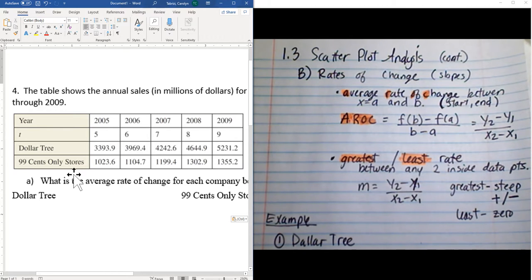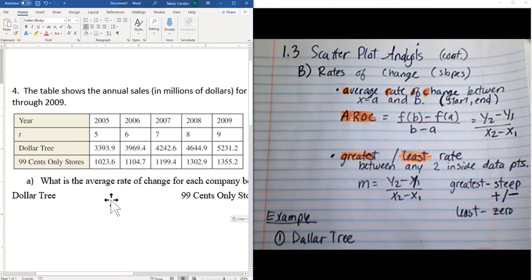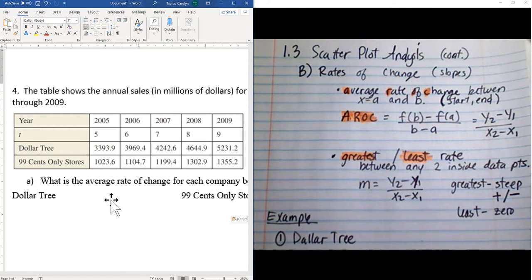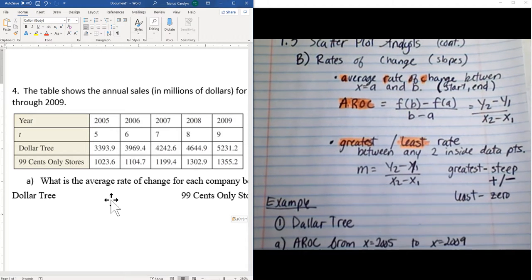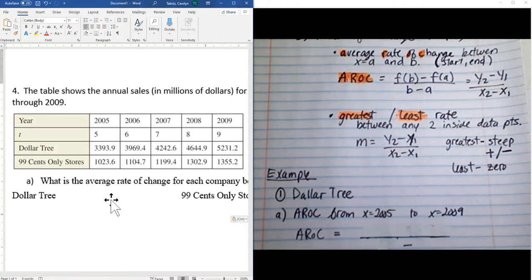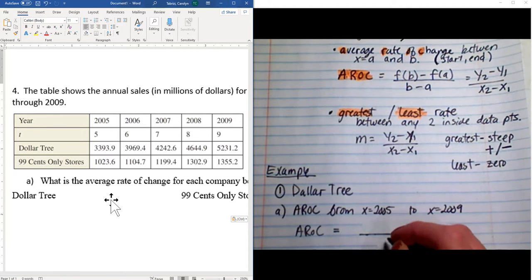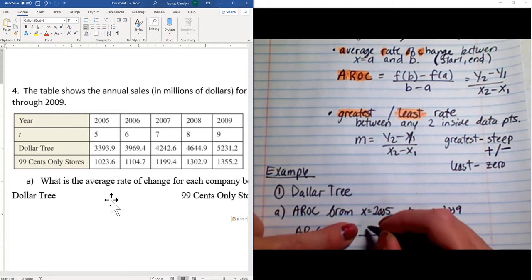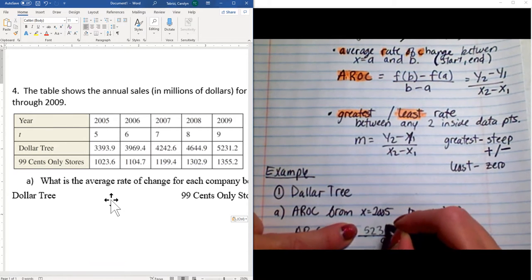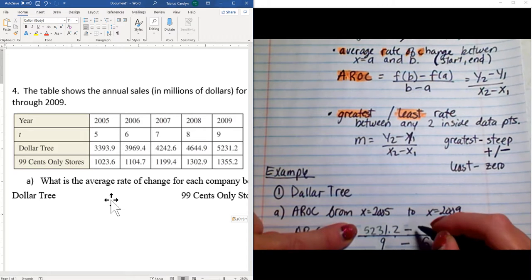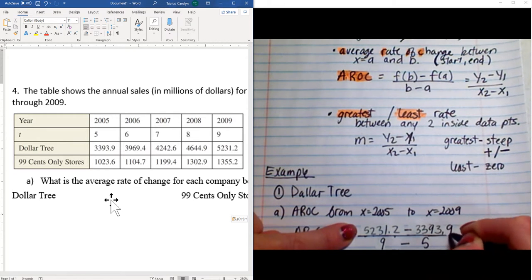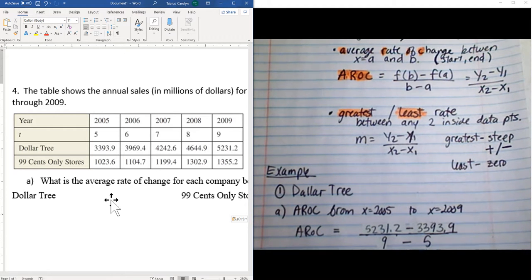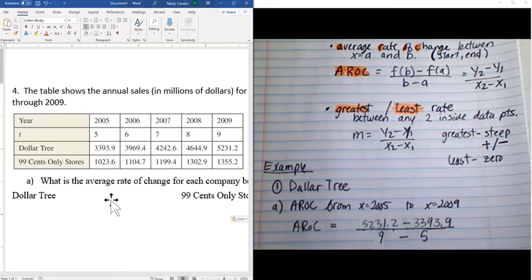All right. And question A says, what is the average rate of change? So our average rate of change from 2005 to 2009, let's go ahead and set that up. We've got our formula there to look up. So average rate of change, I need to go ahead and plug in my points. So I'm looking at 2009. That's 5231.2 minus 3393.9.